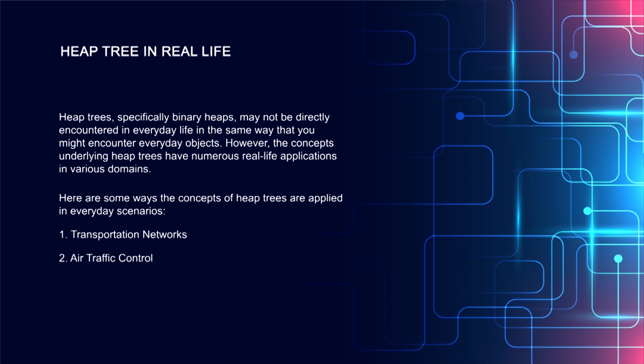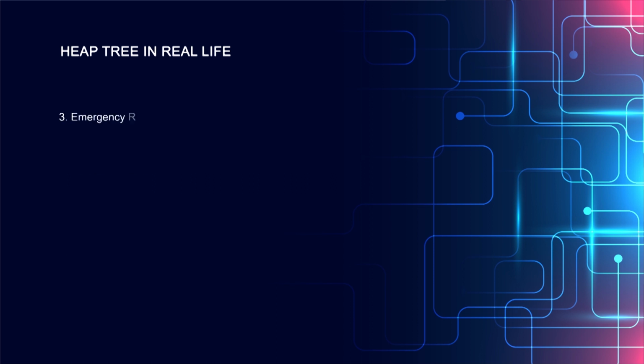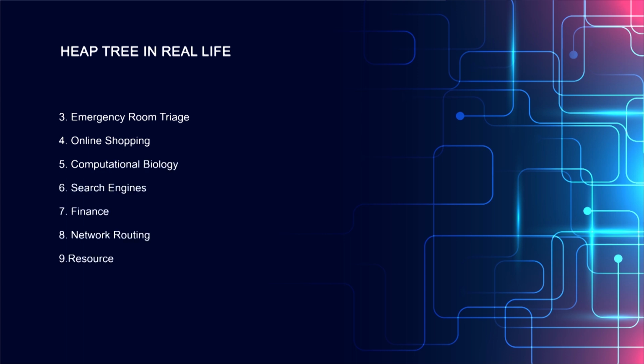The second application of heap trees is air traffic control. Air traffic controllers use priority-based algorithms to manage aircraft takeoff and landing sequences, ensuring safety and efficiency. The third application is emergency room triage. Hospitals use priority queues to determine the order in which patients are treated in an emergency room based upon the severity of their condition. The fourth application is online shopping. E-commerce websites use priority queues to manage order fulfillment and shipping, ensuring that high priority orders are processed quickly. The next application is computational biology.